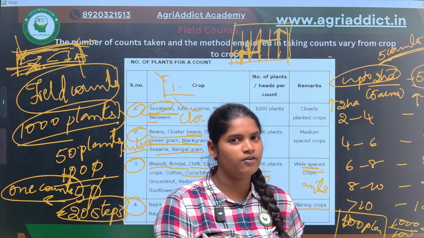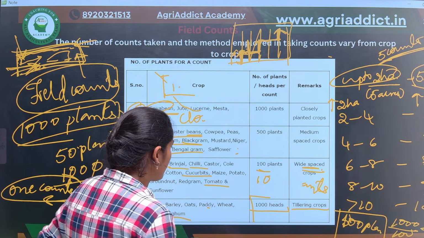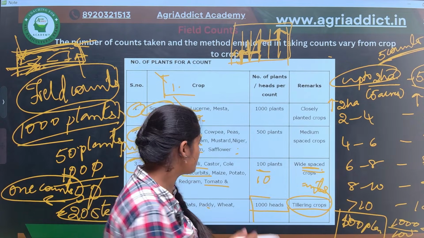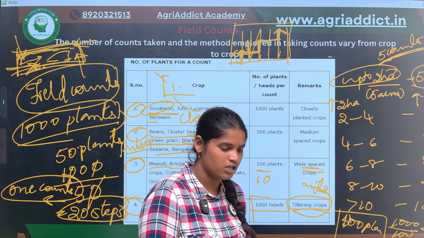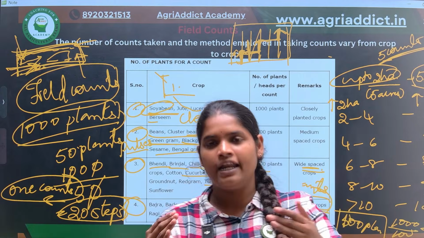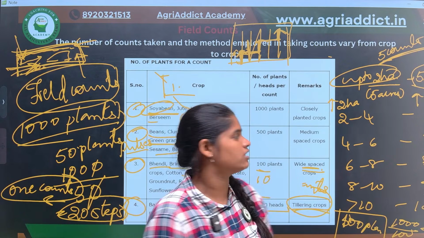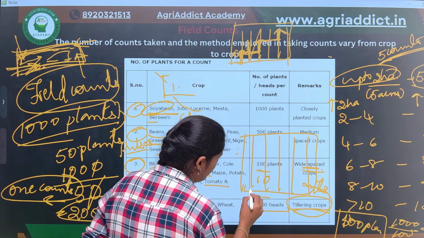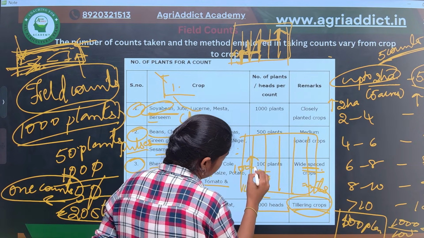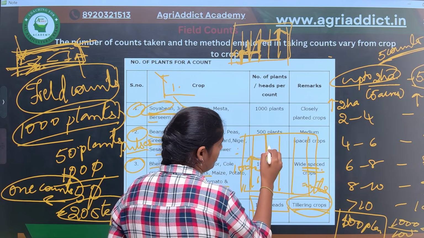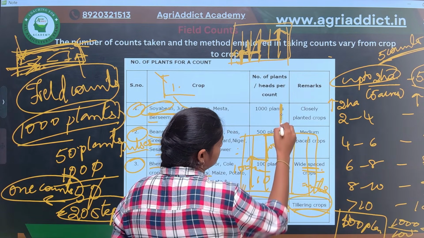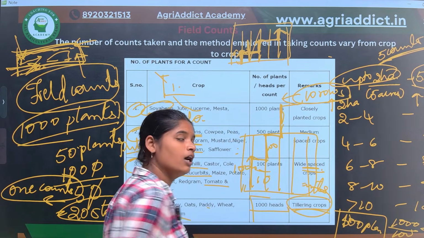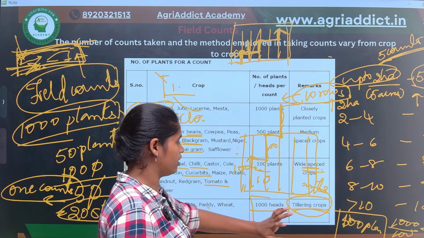Got this? It is very important. And sometimes we have tillering crops, where we have to observe the heads. It is very easy to remember: in tillering crops, continuously consecutive 100 heads we have to observe, then we have to change. That means continuously we are seeing 100 heads, then we skip here, then 100 heads again, and like that. He should walk 10 rows continuously.